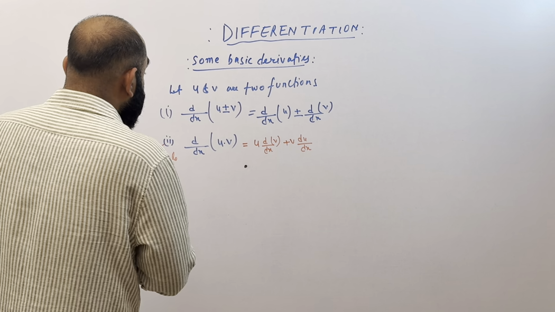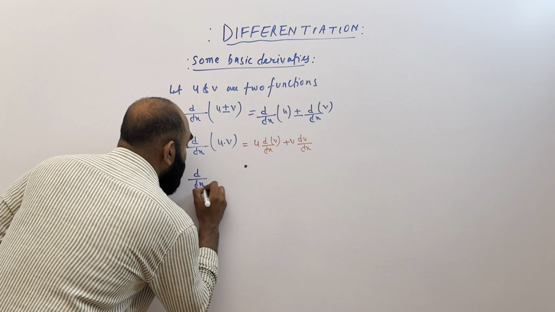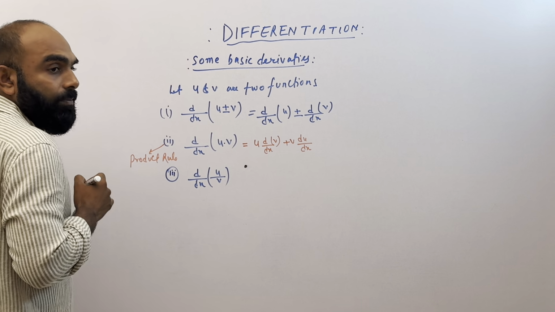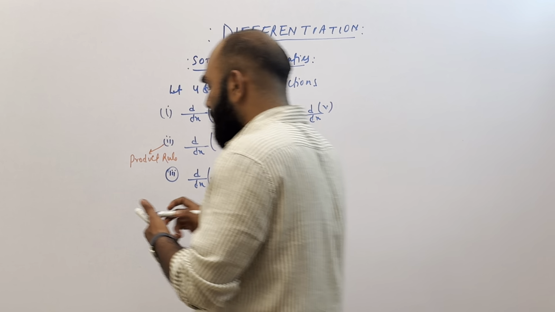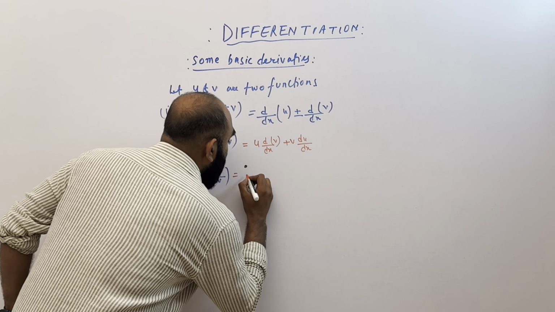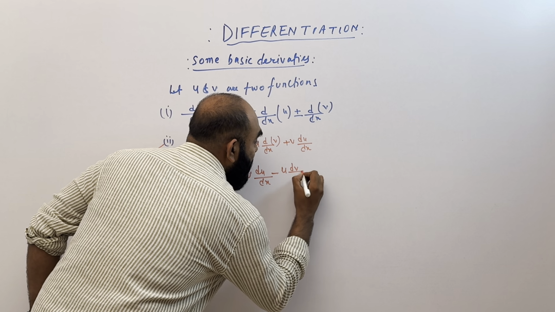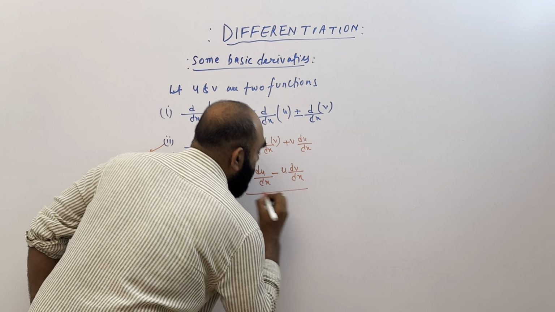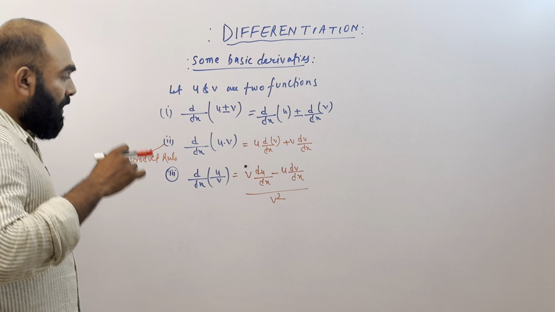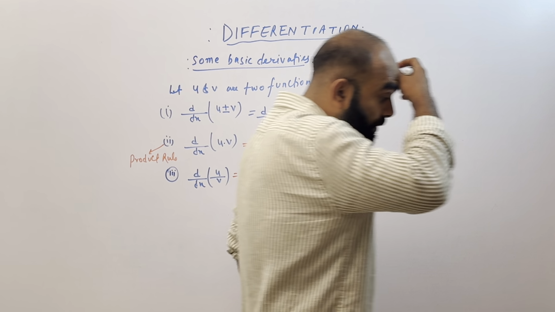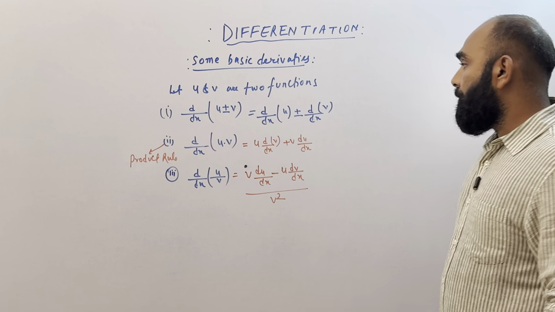And the third one is the quotient rule. Quotient rule means d by dx of u divided by v. Sir, what will come? Leave the v, differentiate u, minus leave the u, differentiate v, and divided by v square. Divided by v square. Note it down. Note it down quickly.